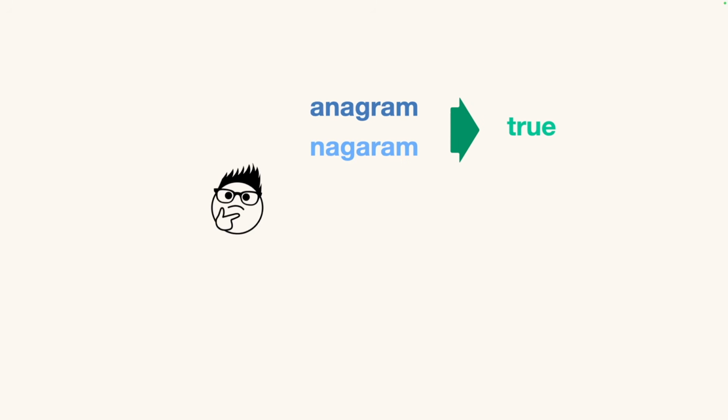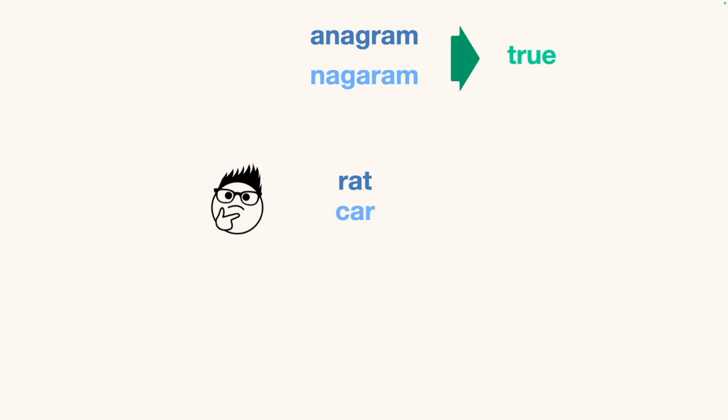Let's look at another example. Let's say I had rat as well as car. Well, these two strings would not be anagrams, so I would want to return false. Although they both have an R and an A, they mismatch with the T and the C.